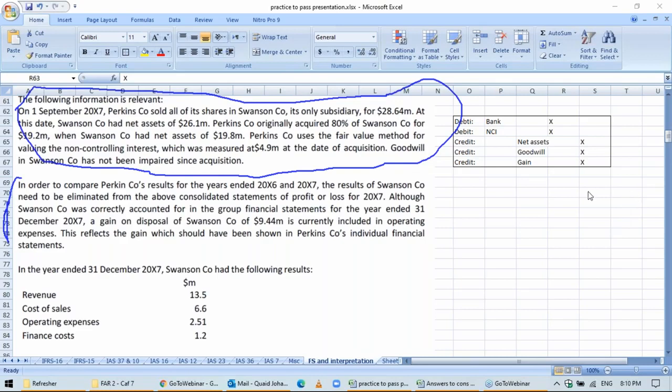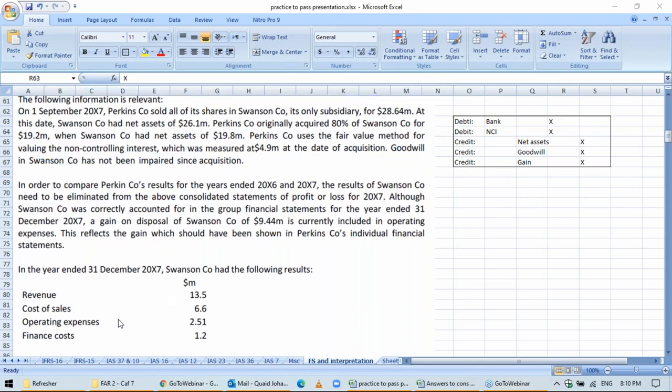Okay, students, let's start doing this question and calculating these figures. Let me first calculate the goodwill. So I'm first calculating goodwill.